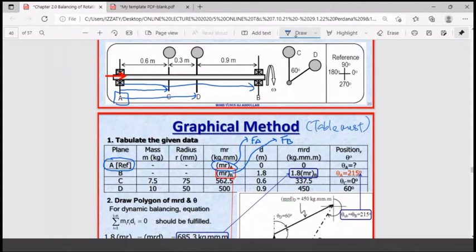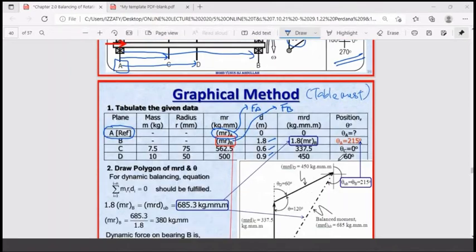Look at A. B is 1.8, 0.6, 0.9. Then you multiply the numbers here. You have this one 1.8, 337.5, and 450. The position, we do not know what theta A is because they don't provide it. What they provide is this 60, which is basically the angle from C to D. Put it there, 60 to D. And they also provide you this position. Okay, so that is how to construct the table.